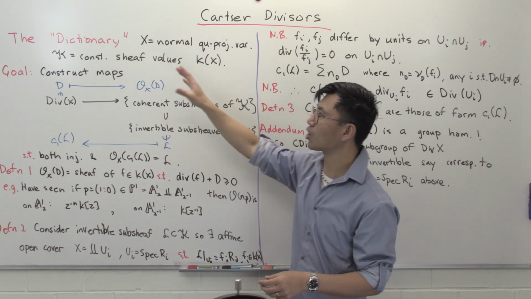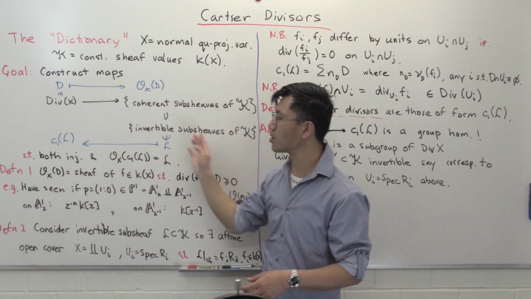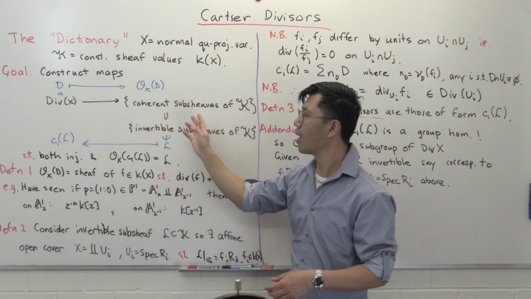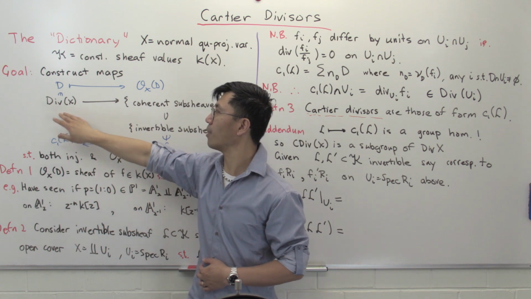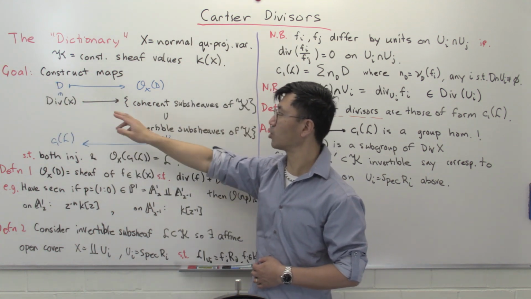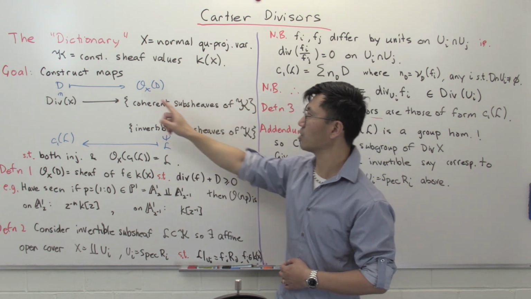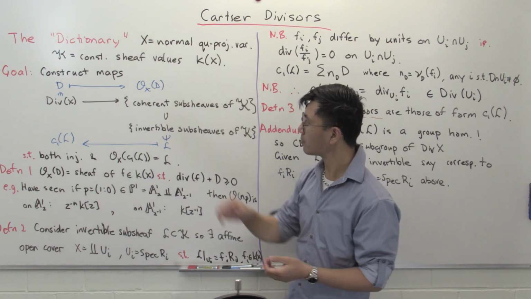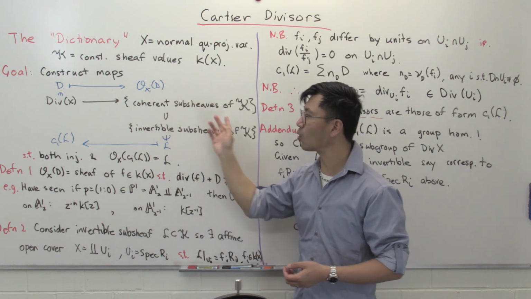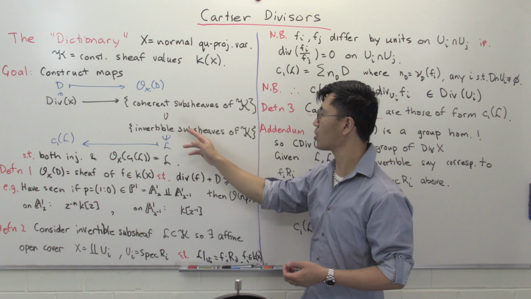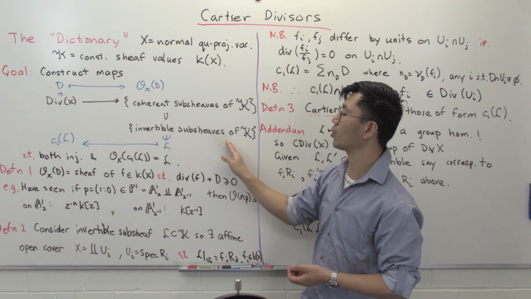So what is this dictionary? We're going to try to construct two maps that go in kind of opposite directions, not defined in exactly the same places, but it goes as follows. We start with a divisor, say D here, and we associate to it a coherent subsheaf of this sheaf K of rational functions. It's going to be denoted O_X(D). Now inside this set of coherent subsheaves, you can select the ones which are invertible, which basically means they're locally free of rank 1.